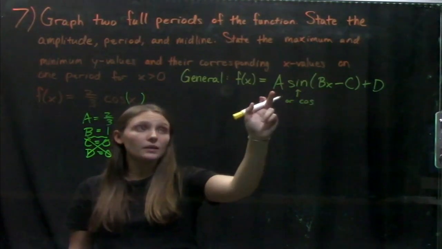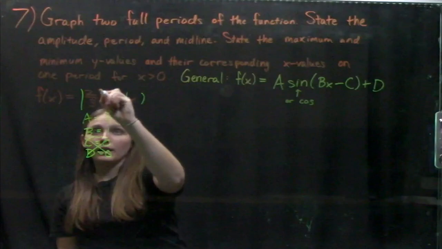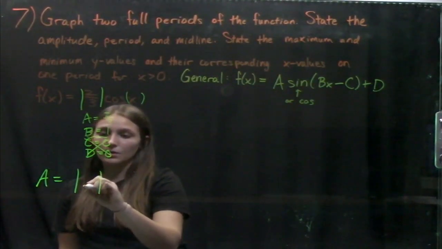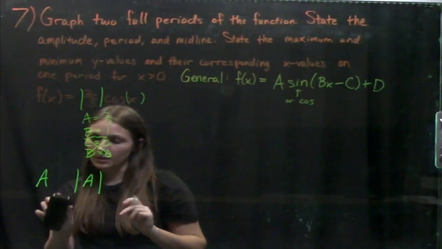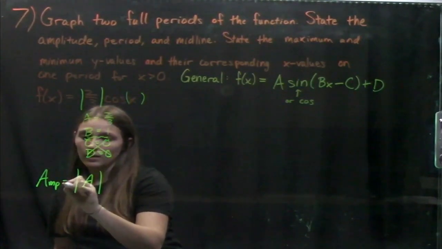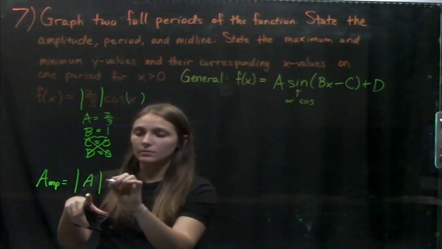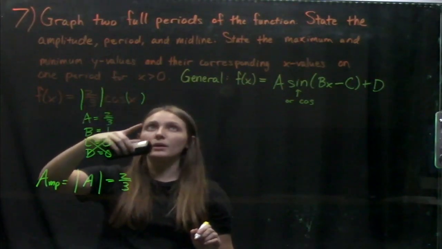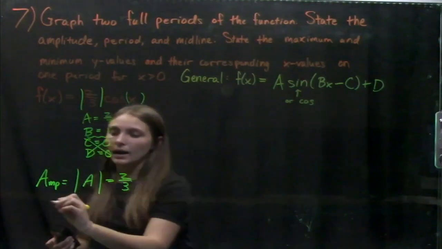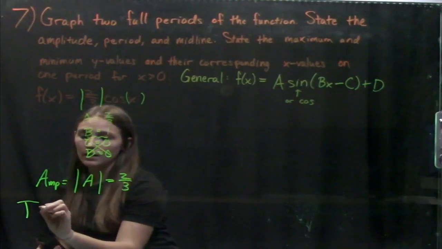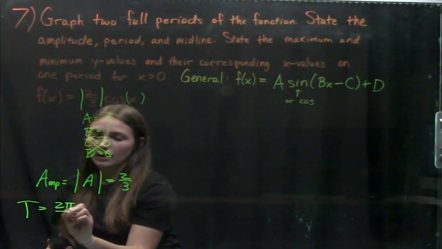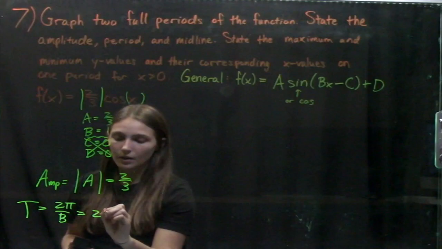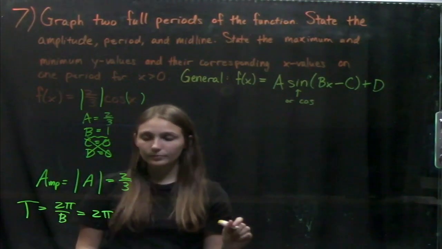Well, we know from a, this is our amplitude right here. Our amplitude equals the absolute value of a equals 2/3. And our period is going to be 2 pi. Our period we signify by T equals 2 pi over b. And in this example, b is 1, so our period is 2 pi.